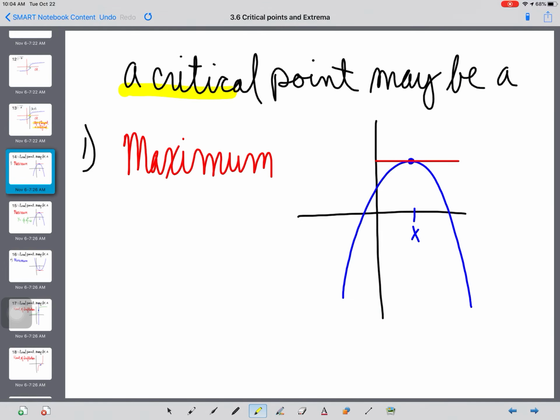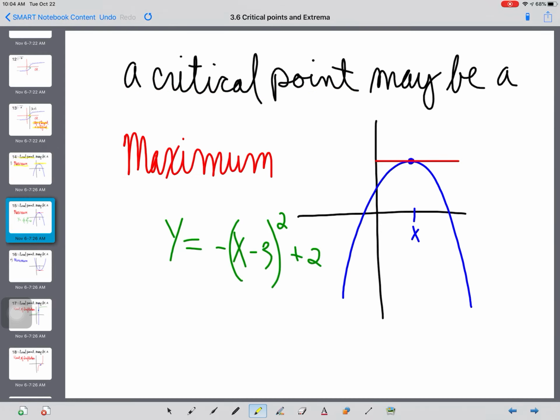So, at a critical point, now that you understand what that is, there can be a couple things going on. One, it could be a maximum. So if I had a graph looking like this blue line, I have a horizontal tangent, so the slope is 0, and what I have at that critical point is a maximum value. That's an extreme value.